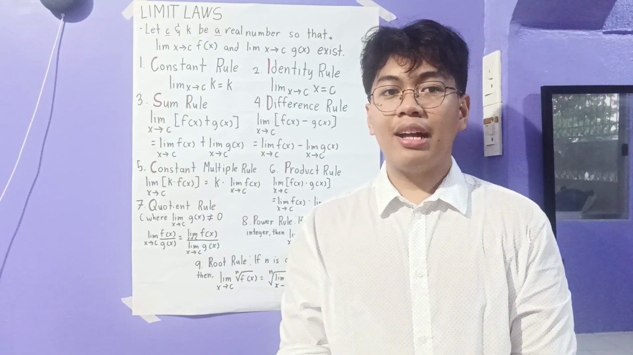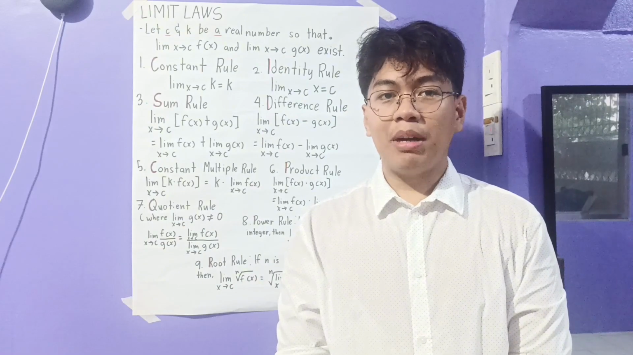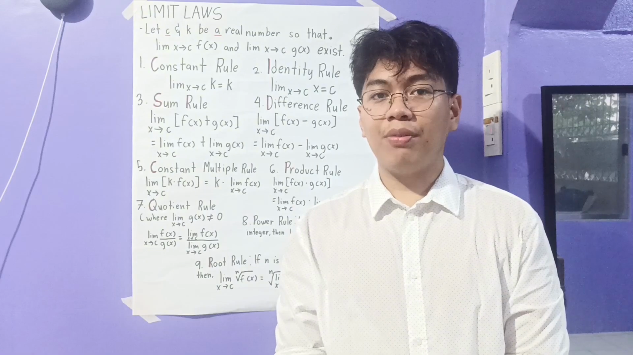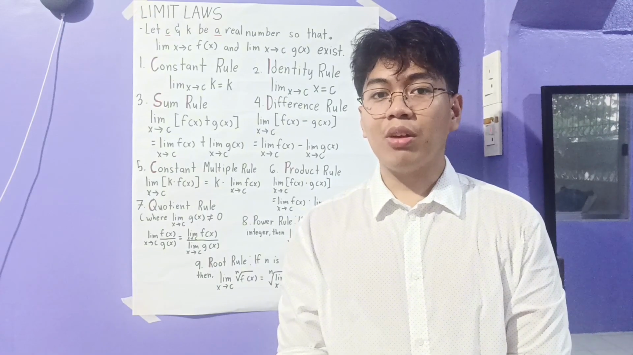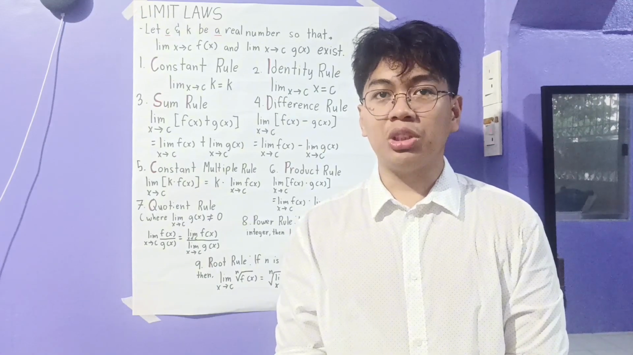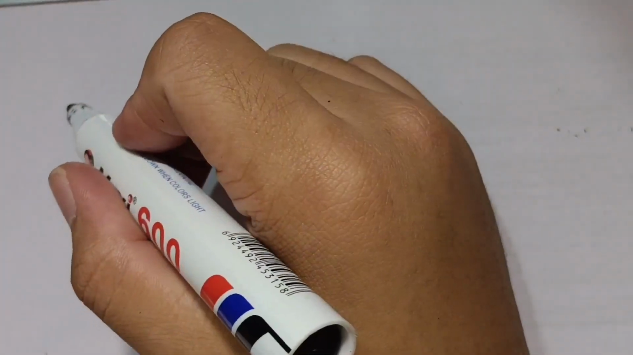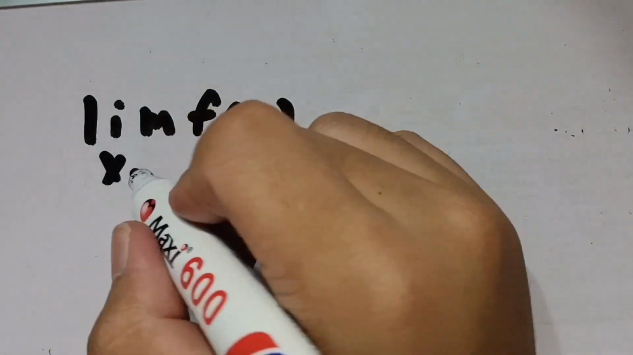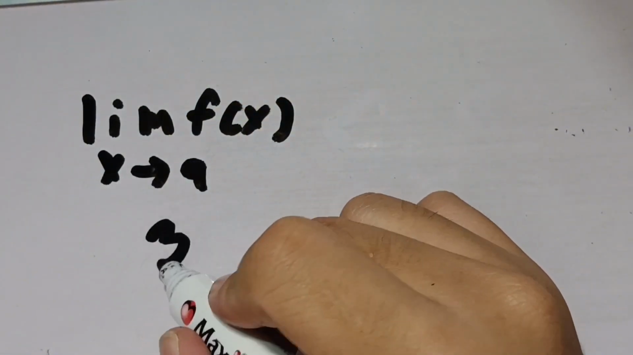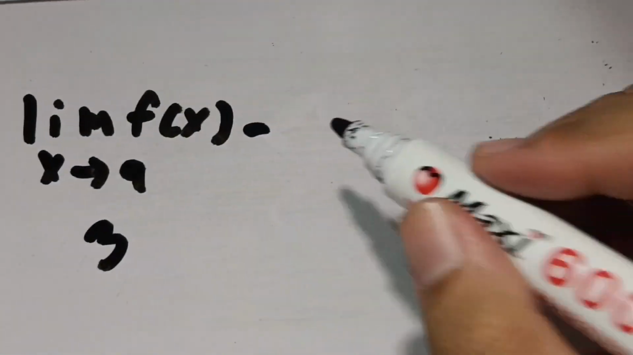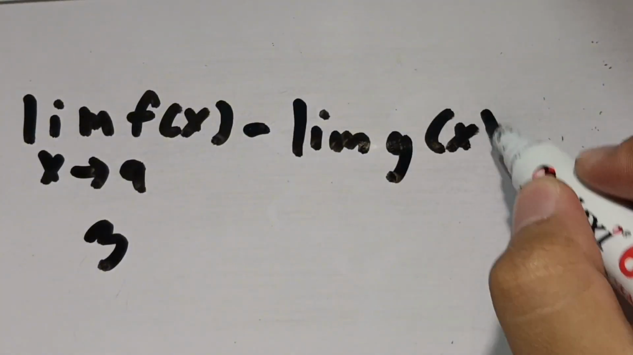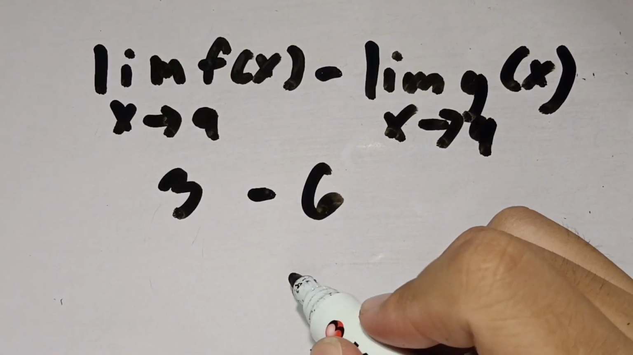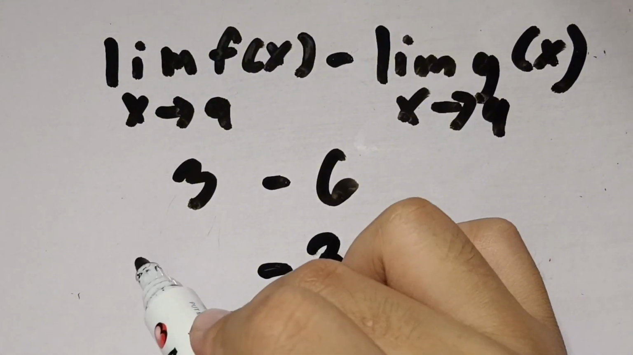Difference rule. The limit of f of x minus g of x as x approaches c is equal to the limit of f of x minus the limit of g of x as x approaches c. Ito ang ating difference rule. Parehas lang siya sa sum rule, ngunit nababago lang ang kanyang symbol. So in this example, let's say that f of x is equal to 3, that g of x is equal to 6. Let's subtract, and it will equal negative 3.